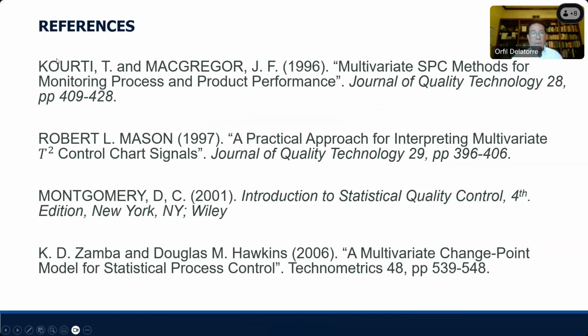Additional information, references. My references are Journal of Quality Technology, right here with Crosier and MacGregor, multivariate SPC methods. And you identify right away that the Journal of Quality Technology is promoted by who? ASQ. Of course. Another one, Robert Mason, Journal of Quality Technology, another good reference. Montgomery book, Introduction to Statistical Quality Control, New York. That's a great reference, the Montgomery book.